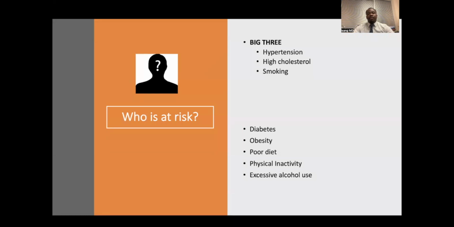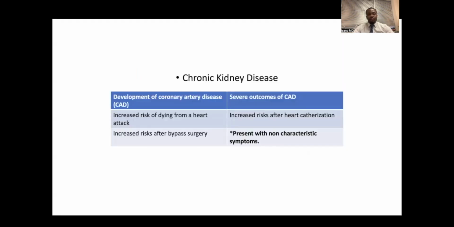So who is at risk? One of the big three: hypertension, high cholesterol, and smoking. But also want to pay attention to people who have diabetes, are obese, poor diet, physical inactivity, and excess alcohol use. So why is this important?